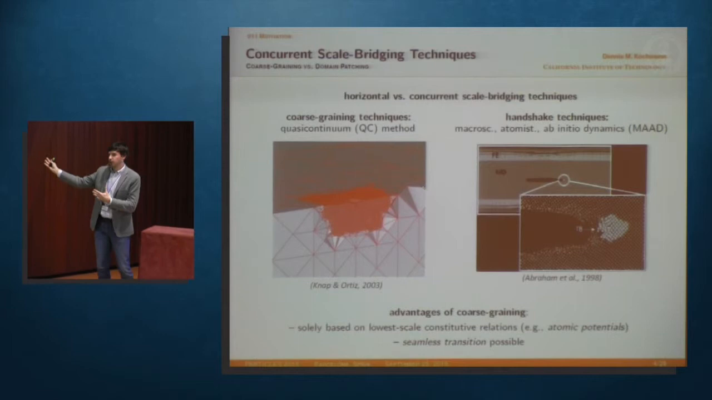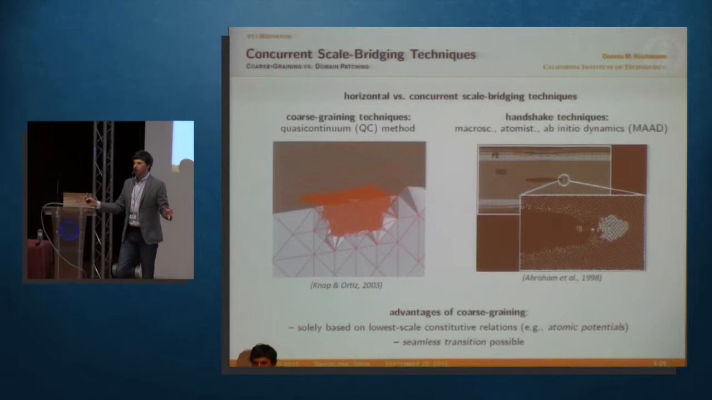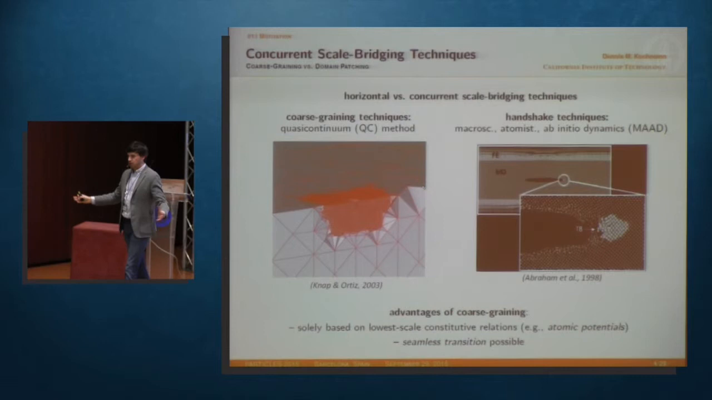And so way number two, and this is what I'd like to talk about, is coarsening. The advantages, as we'll see in the next couple of slides, are, number one, I don't need a coarse continuum description. I will use atomistic potentials only, no elasticity, plasticity whatsoever. And number two, there will be a seamless transition. I can go from full atomistics to the continuum without having to do strange interfaces or things in the middle.